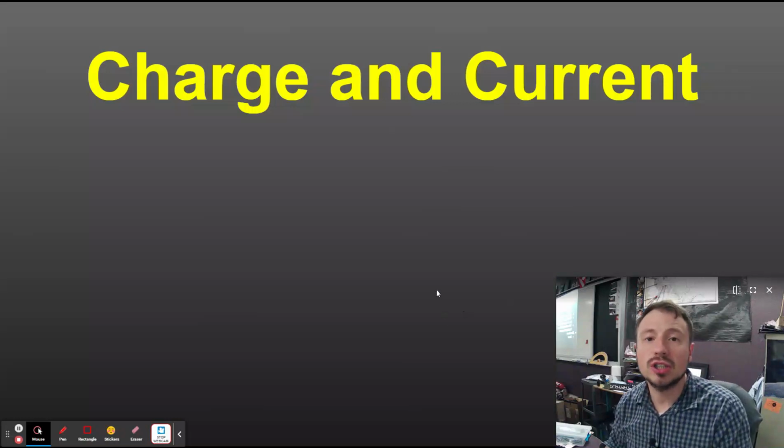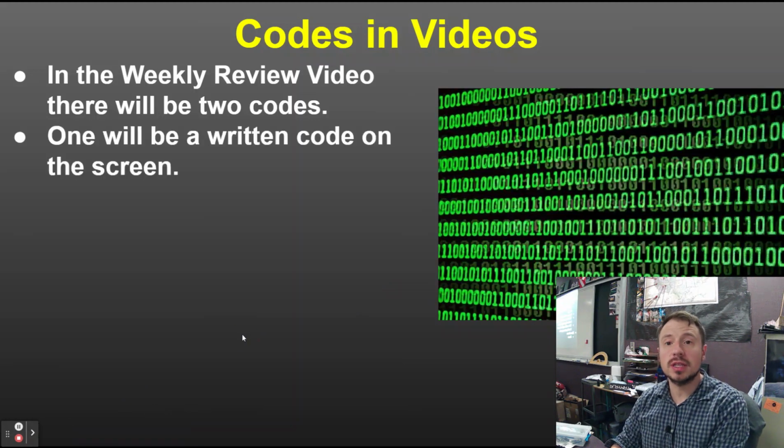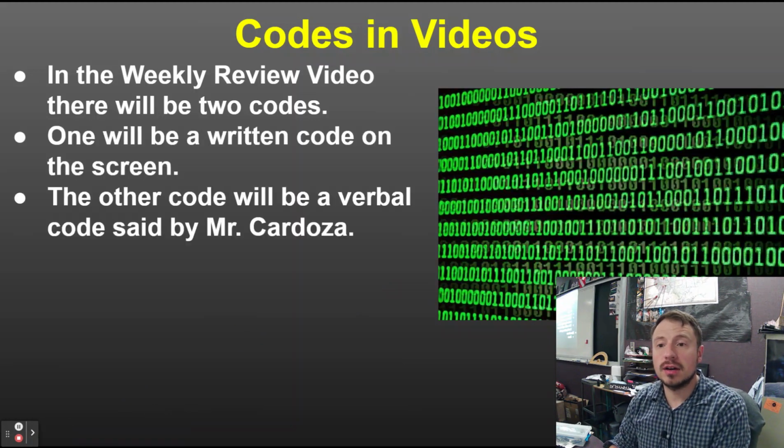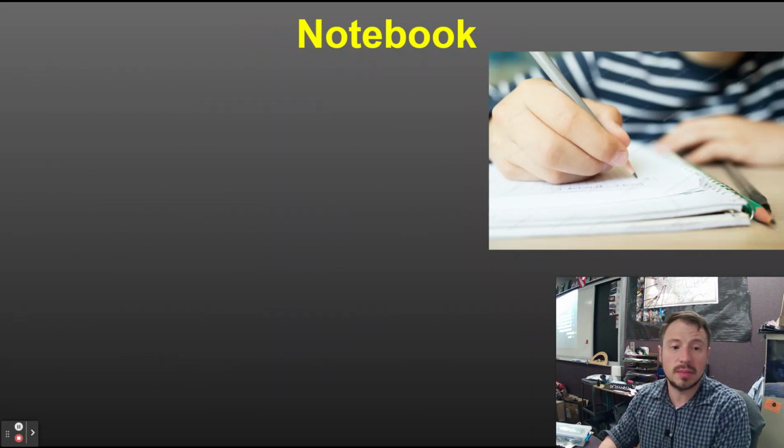This is the video on charge and current. So in these videos, there will be two codes. One will be a written code that'll pop up on the screen. The other code will be a verbal code said by myself at some point in the video. You'll need all the codes in order to move on with that homework assignment.